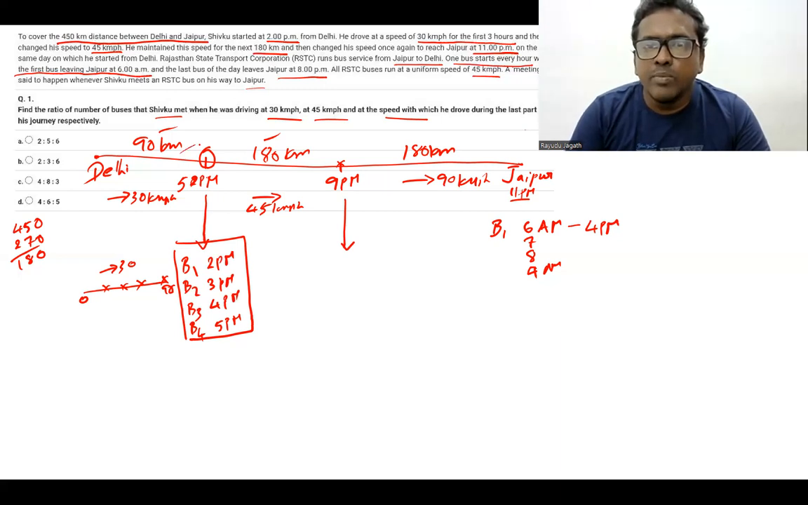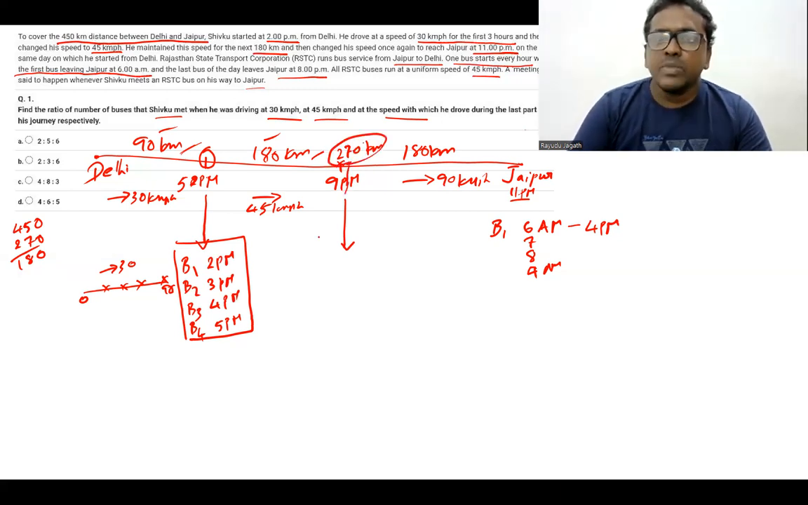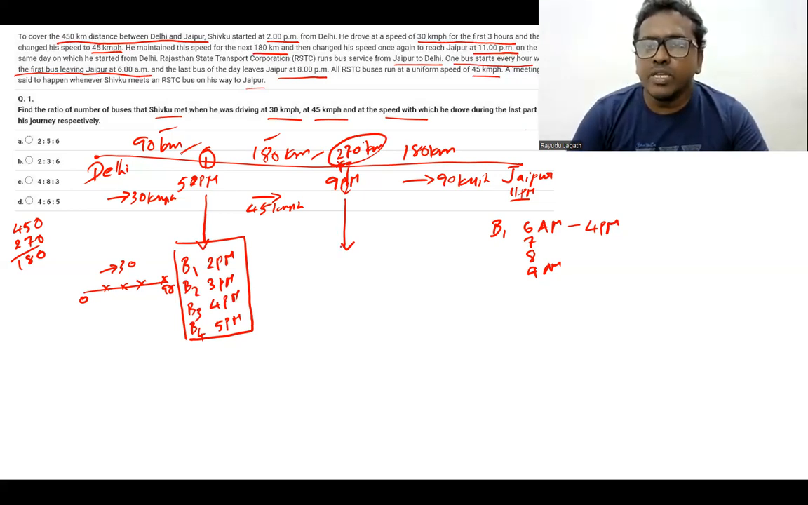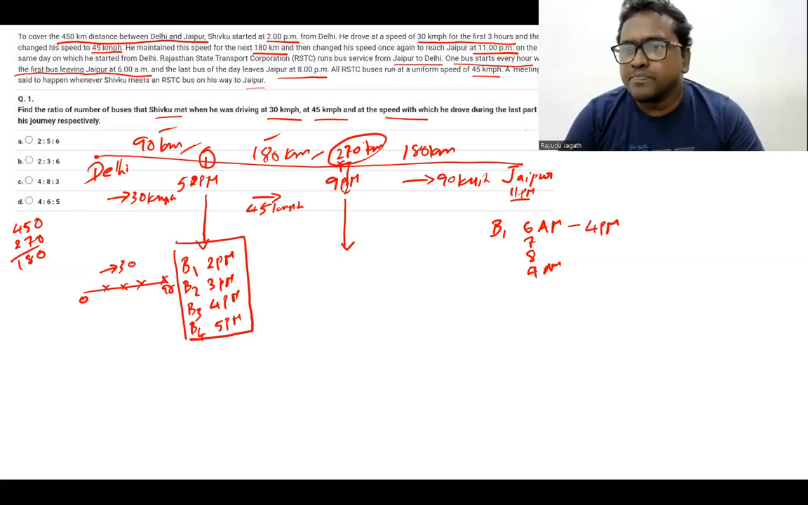This is the 90-kilometer point. This is 180. Total 270. This is the 270-kilometer point, and Shiva is at the 270-kilometer point at 9 p.m. What about B5?